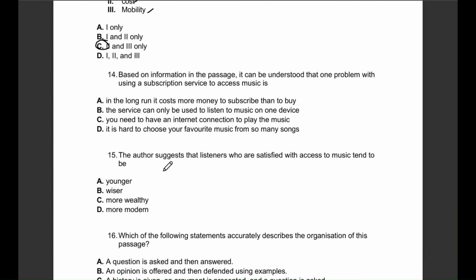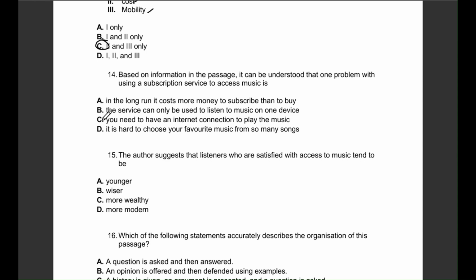The question says, based on information in the passage, it can be understood that one problem with using a subscription service to access music is, and the options are, A. In the long run, it costs more money to subscribe than to buy. B. The service can only be used to listen to music on one device. C. You need to have an internet connection to play the music. D. It is hard to choose your favorite music from so many songs.